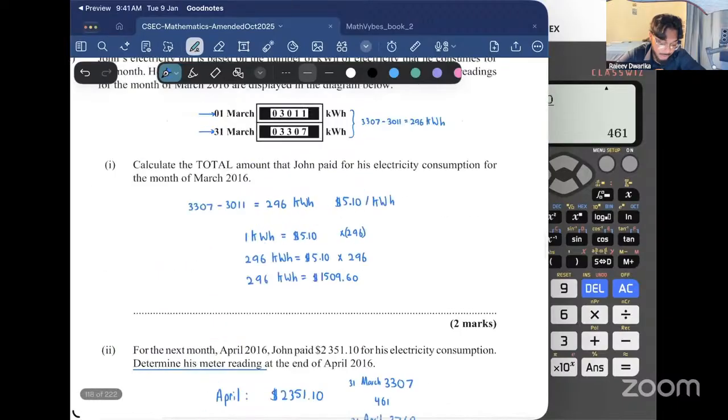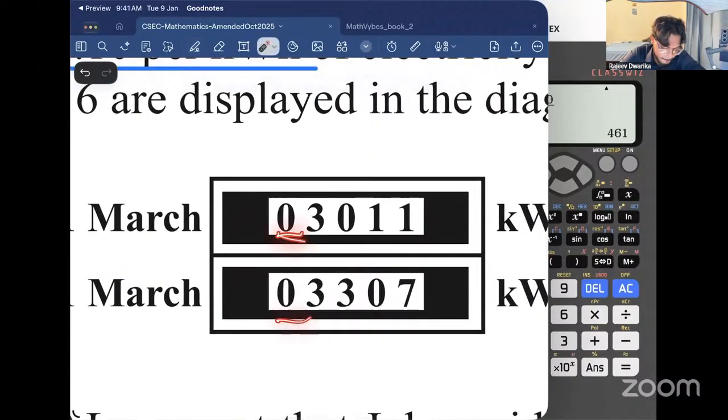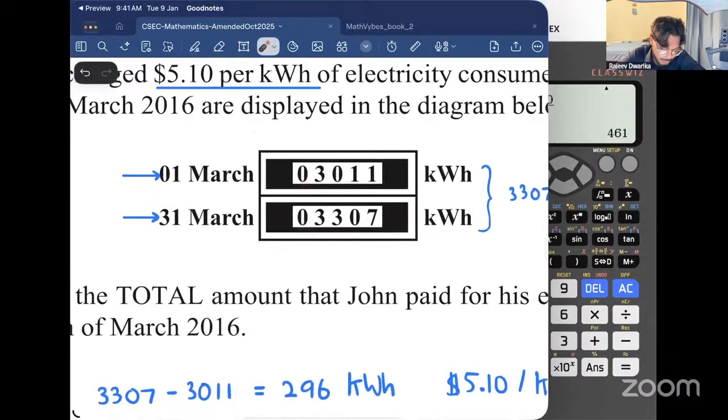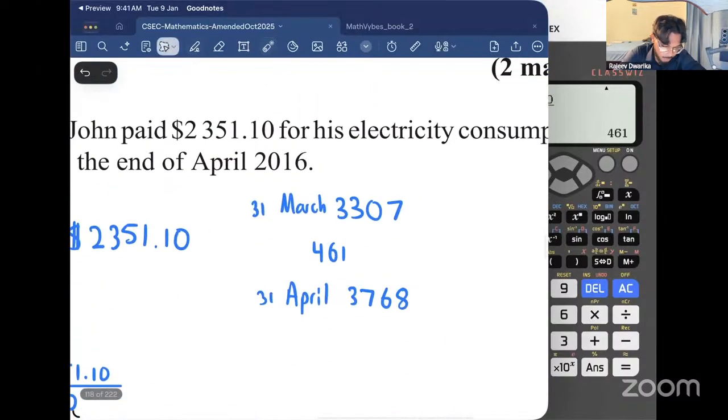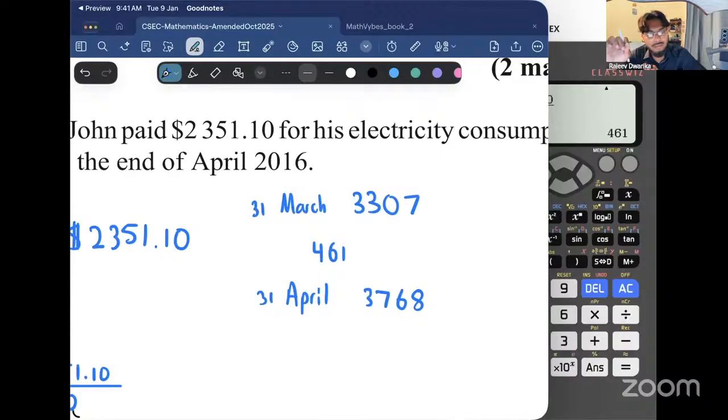Right now you have to be very careful. When you look at the meter, are you seeing these zeros over here? Yes, sir. Yeah, don't forget to put that. The 0 is there so that when it passes 9,999, it can move on to the 10,000 region. That's what it's there for.